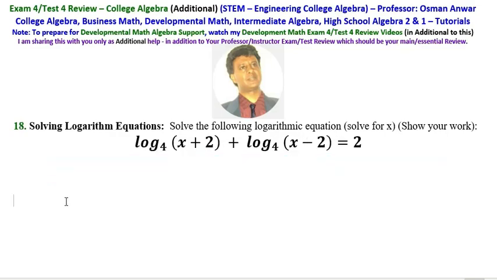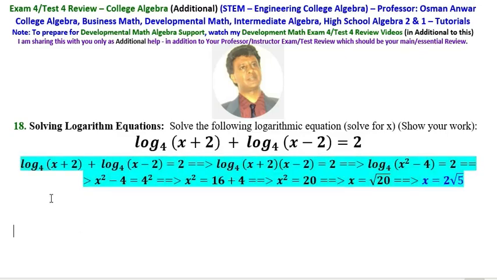Number 8 is solve logarithm equation. Solve the following logarithm equation. We're going to solve for x. And that is log base 4 of (x + 2) plus log base 4 of (x - 2) equals 2. This is a plus, which means log of a times b, that is log base 4 of (x + 2) times (x - 2) equals 2.